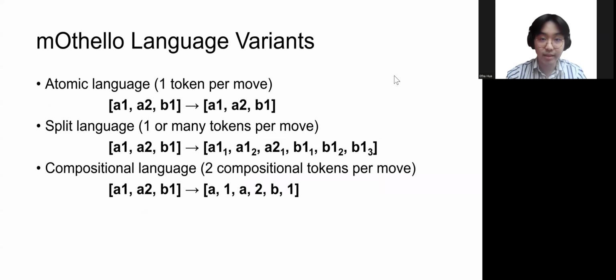To model the syntactic complexities of natural languages, we also introduce language variants. The atomic language is the simplest of all. It transcribes each game move as a single token. In split languages, each game move is randomly split into one or more tokens. This mimics the situation where you need different numbers of words to refer to the same object in different languages. In compositional languages, each game move is tokenized into its row and column indices, which allows token reuse.